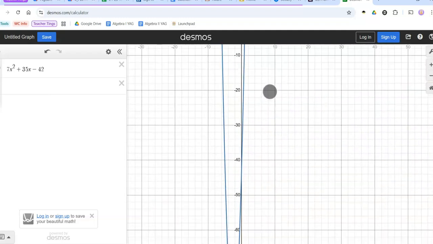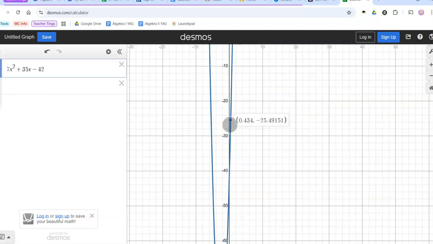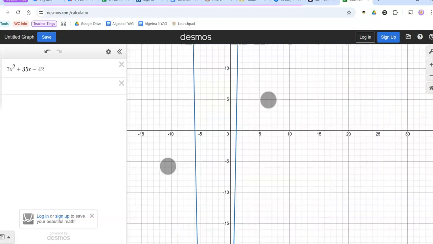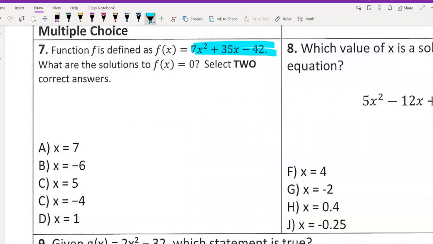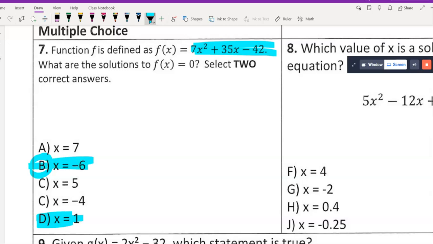Oh, there's our parabola. Now we want the two x-intercepts. We have an x-intercept here at 1 and one here at negative 6. So our two answers are 1 and negative 6. There we go.